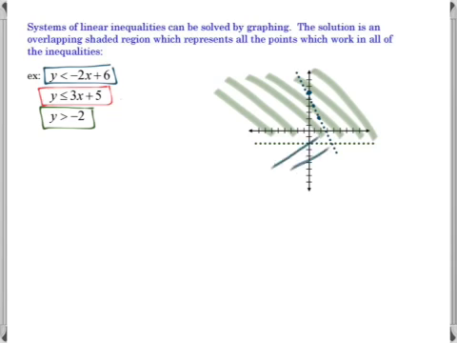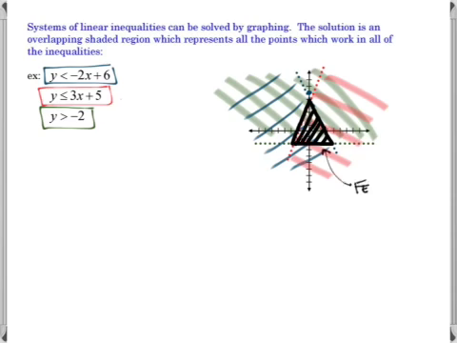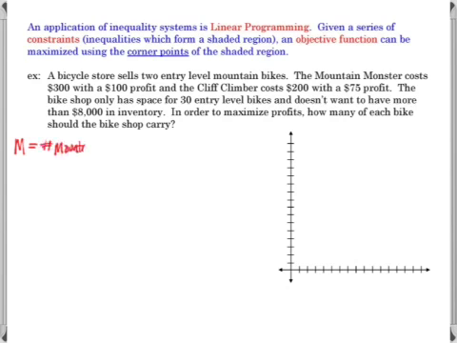I graph the other ones, and I do my shading. Where they all overlap, that little triangle in black is called our feasible region. That is the solution to the system of inequality. So any point that lies in that triangle is going to work for all of those. We use that for linear programming problems.